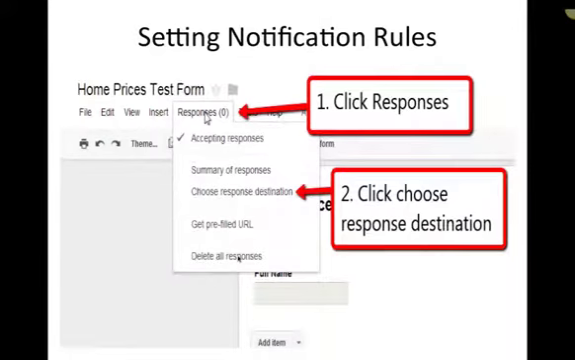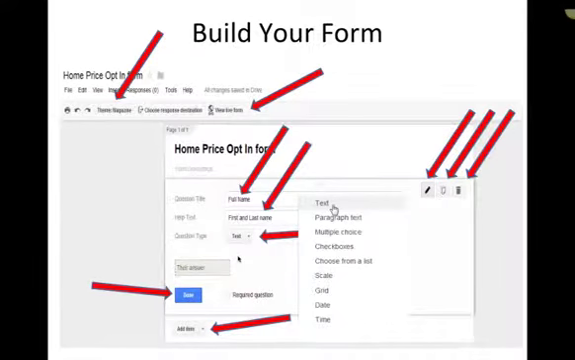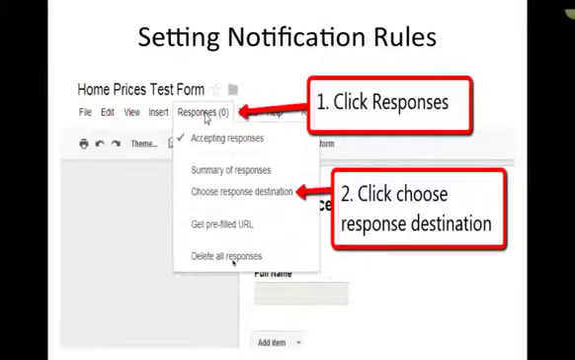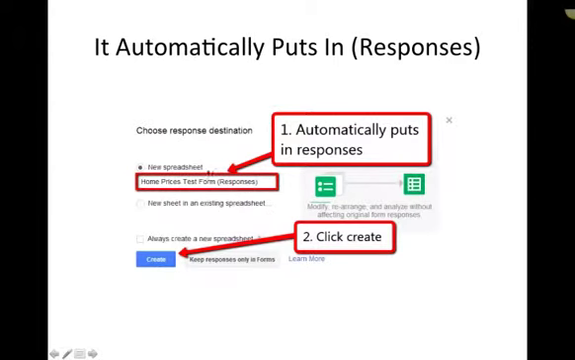All right. The next step you want to do is setting up your notification rules and where the responses go. So when people input the answers to this, when they put in their full name, email address, and all that stuff, where does it go? So you want to click on responses, click on choose response destination. You'll notice it's right next to the theme, just up a little bit. And then this is what's going to come up. You don't want to change anything here.